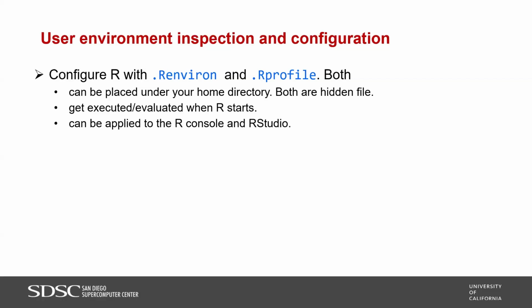Besides the functions, R also can be configured with configuration files. We're using the R environment or the R profile. Both of them can be placed under your home directory because they are hidden files. So if you just list your home directory, you might not find them. But if you know how to find the hidden files, you can open or list them in your home directory and use them for your R configurations.